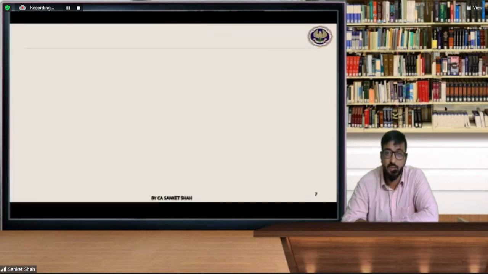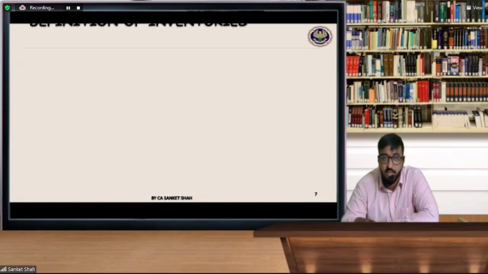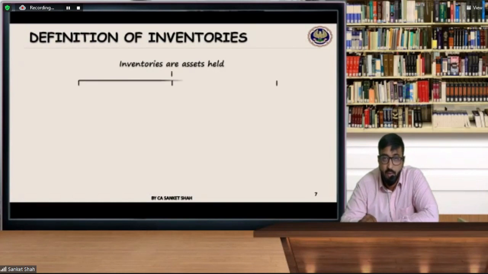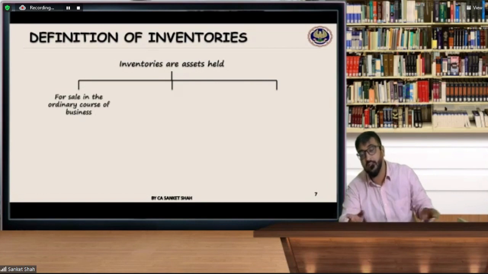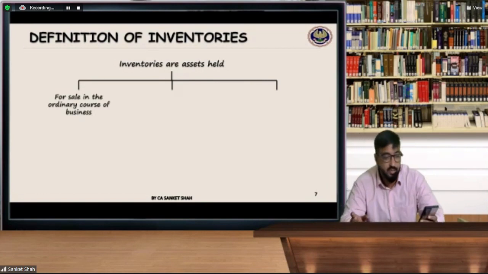Now, what is the definition of inventory? Inventory is nothing but, beta, raw material, WIP and finished goods. This is in simple language, but we have to see the technical part of this definition. Inventories are assets held for sale in the ordinary course of business. So if you are selling it in the ordinary course of business, it is called inventory. Ordinary sale in the course of business means finished goods.